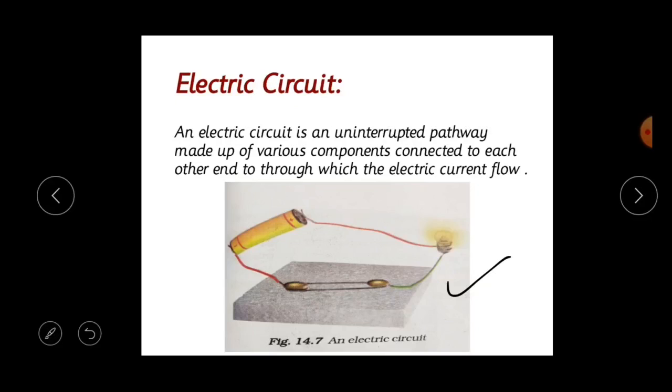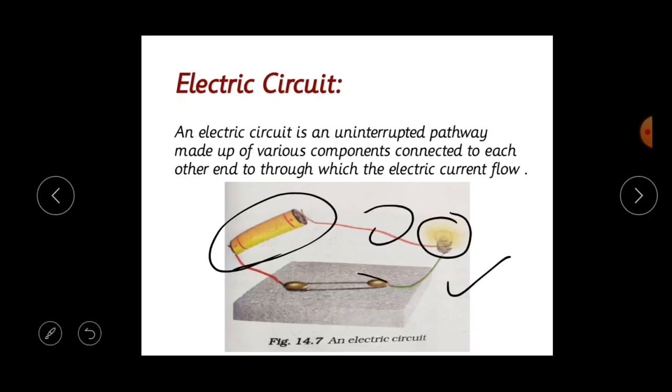When you switch on the light, when you switch on this switch, what will happen? The bulb will automatically glow. Why does it happen? Because there is no disturbance, isn't it? So it is made up of various components connected to it, such as cell, bulb, wire, switch, etc., connected to each other end to end, through which the electric current flows. So this is called the electric circuit, isn't it?